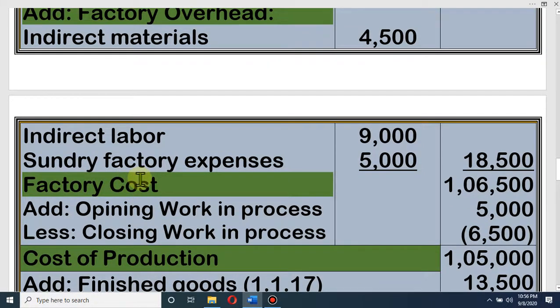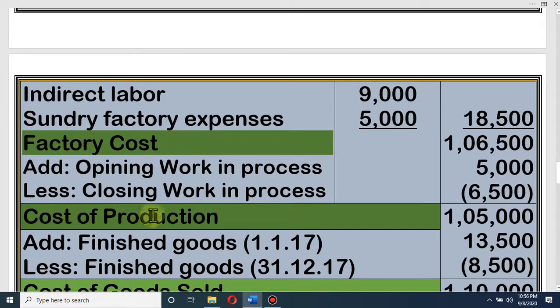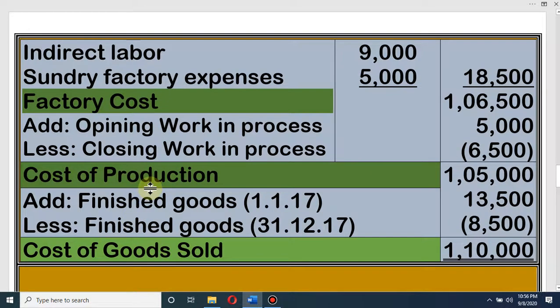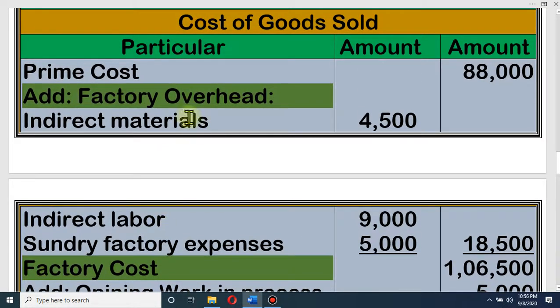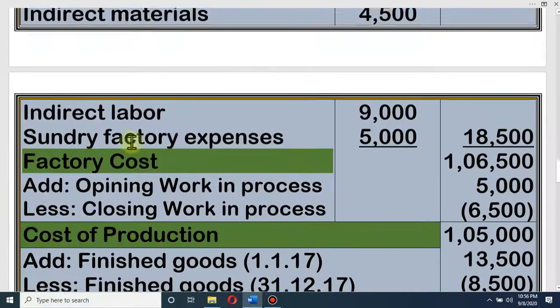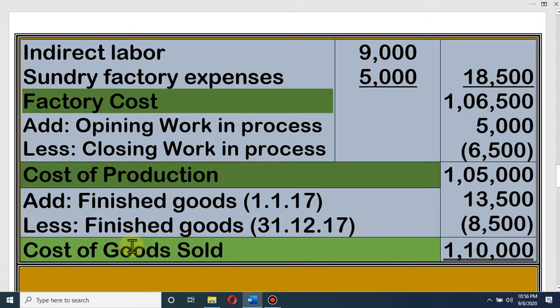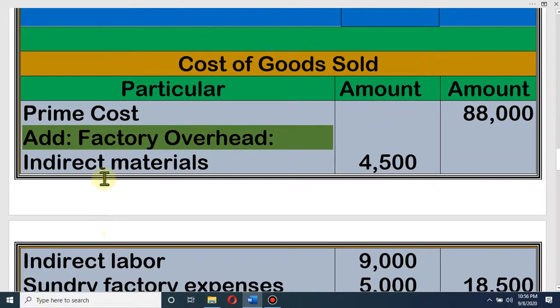With that factory cost we have to add opening work in process less closing work in process, then it will be cost of production. Then with that cost of production you have to add finished goods opening less finished goods closing, then it is cost of goods sold. That means, dear student, to find the cost of goods sold from prime cost we have to follow four steps. In the fourth step we will find the amount of cost of goods sold. At first we have to find the amount of factory overhead. All of you know that factory overhead means the indirect expenses occurred in the factory.